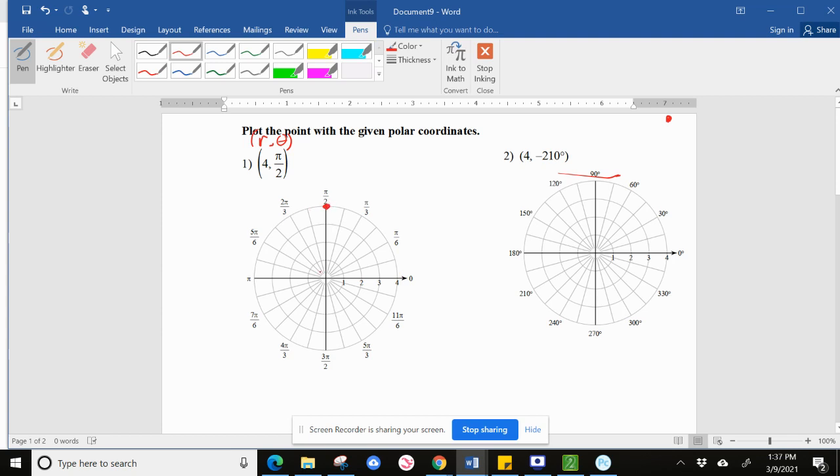And actually, if we think about it as a vector, it has a magnitude of 4, and it's going at a 90-degree angle. So that's really what this is. It's like a way to plot a vector on a grid almost. All right, let's look at this one.